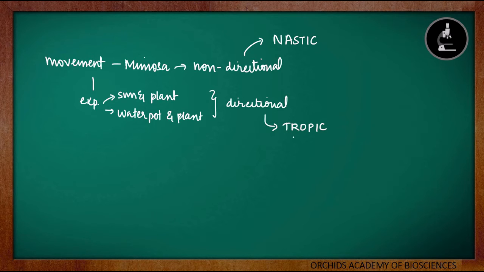Now let us discuss the various types of tropic movements in plants. The tropic movements can be phototropic movements, called phototropism. It can be hydrotropism.